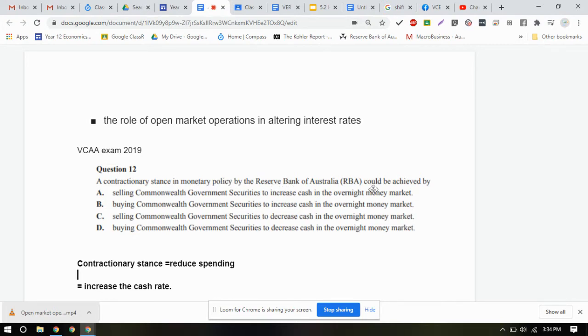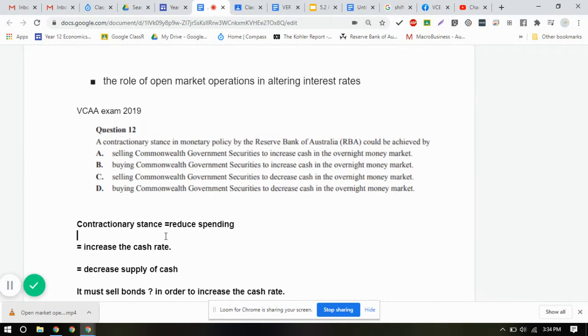So it's asking us how would the RBA achieve an increase in the cash rate. Now, remember, if you want to increase the cash rate, you need to decrease the supply of cash, or shift the supply curve to the left. And the tricky part is how do we decrease the supply of cash? Well, we need to pull money out of the overnight money market. And the only way that we can do that is by selling bonds.